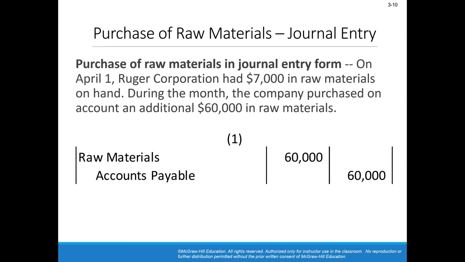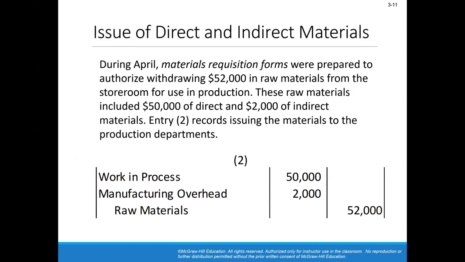So let's look at the journal entry for the materials. We have a purchase of raw materials in journal entry form. On April 1, Rugger Corporation had 7,000 in raw materials on hand. During the month, the company purchased on account. Remember, on account means that they're buying it on credit, so not paying cash yet. An additional $60,000 in raw materials. So we already have 7,000. Now we're buying 60,000 more. So the journal entry is going to put the debit to raw materials to bring that into our inventory. And the credit is not going to be cash. It's going to be accounts payable because we're buying it on account. So we're not paying cash yet. All right.